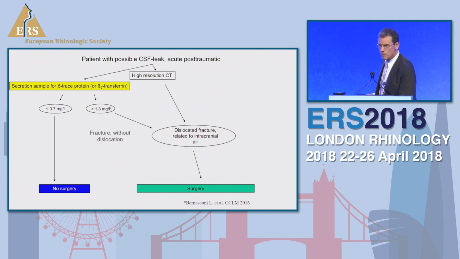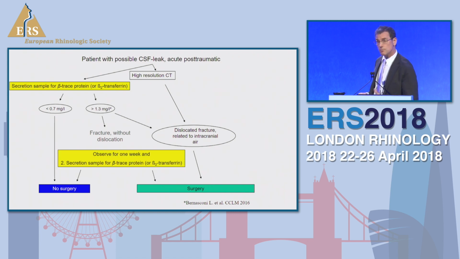But what about these patients with a skull base fracture, without any dislocation or just a slight dislocation, which would not require surgery? What to do with them? In this case, it's very nice to have this first sample taken in the acute phase, because then you can observe the patient very easily for 1 or 2 weeks, or maybe you say the patient should come back to your office 3 or 4 weeks later, and you can follow up this patient and take one more secretion sample from that area where you have the site of a possible leak.